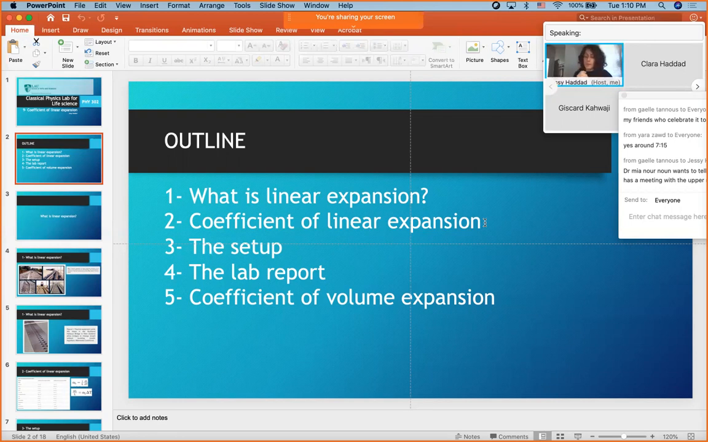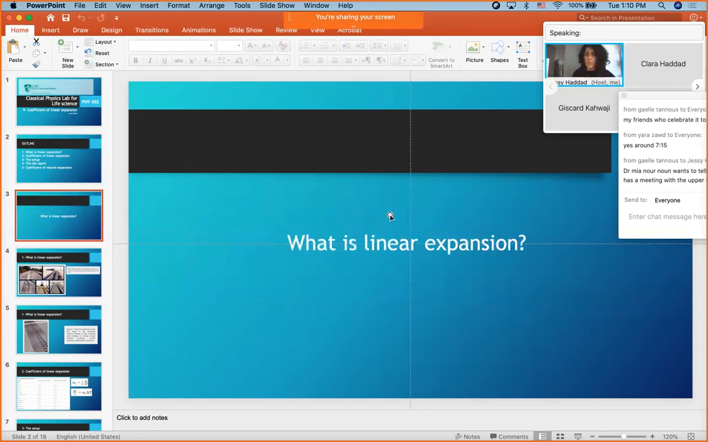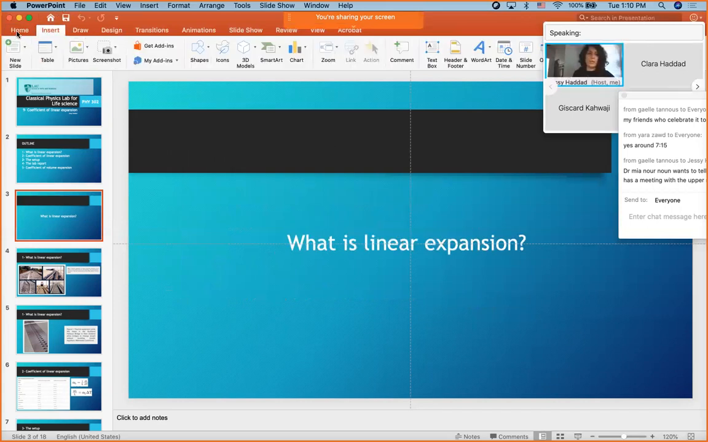Coefficient of volume expansion, we need to discuss a bit. How can I start from linear expansion and move on to volume expansion? You tell me, what is linear expansion in general? What can you recall, or what can you guess, or anything?